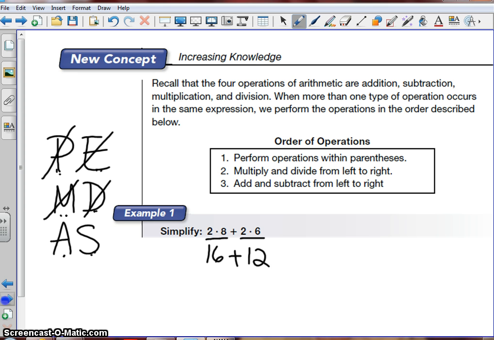Next we look to see if there are any addition or subtraction steps. We see that there is an addition step. 16 plus 12 is 28. Our answer is 28 for this problem.